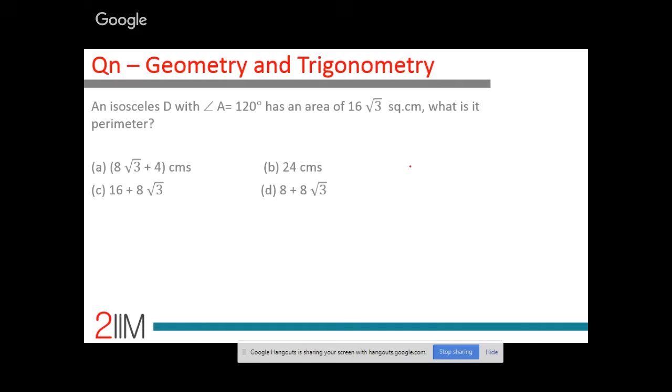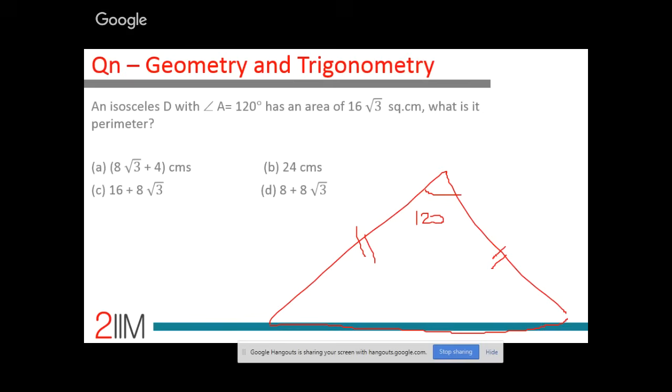Obviously, once again, for this question, we'll need to know some amount of trigonometry, and it helps. An isosceles triangle with one angle 120. That means the other two angles are 30 and 30. Two sides are equal. So once you draw the triangle, you can find the equal sides. This angle is 120. Area is 16 root 3.